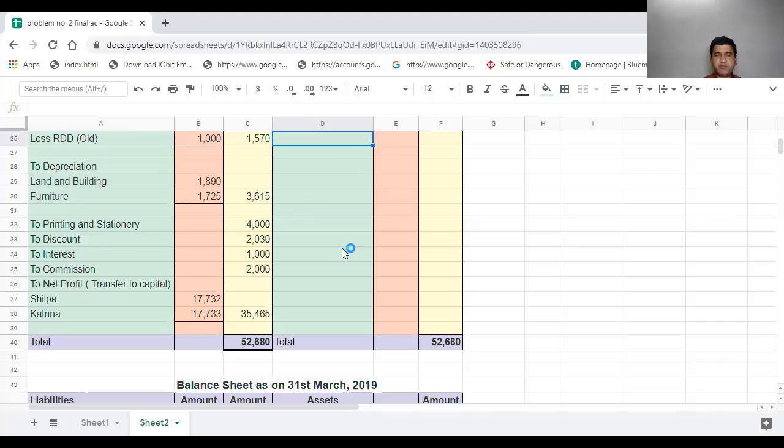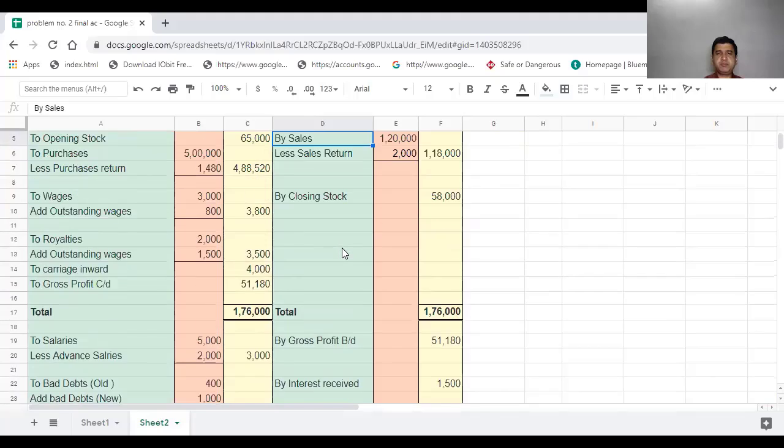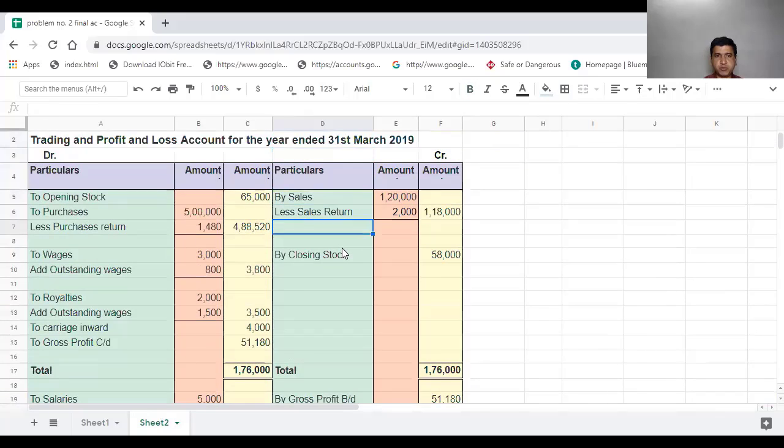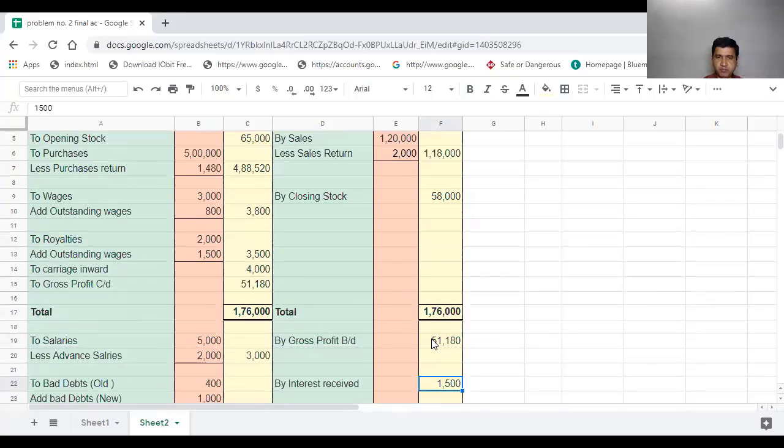Now take the total together, this amount comes to 3615. Now if you solve this problem carefully in your notebook, the picture will appear like this. For trading account, take the total of credit side and the total of debit side. The total of credit side minus total of debit side, you will get gross profit 51,180. The same gross profit is to be brought down on profit and loss account credit side.